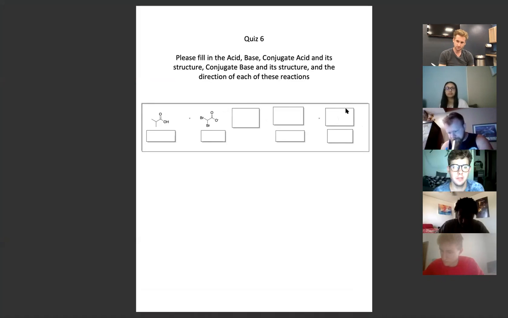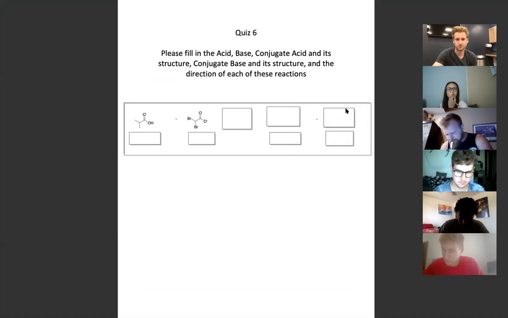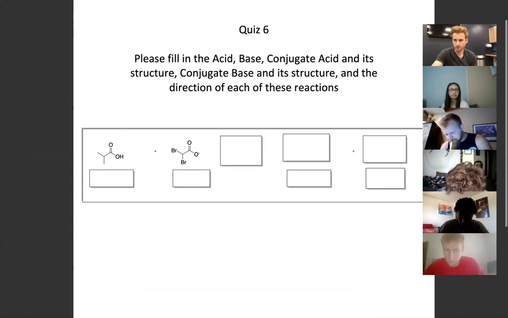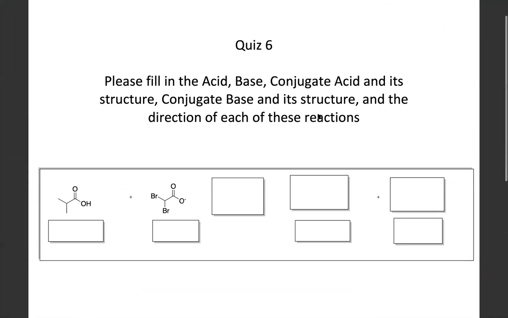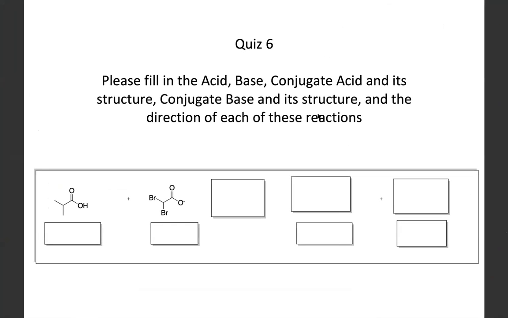Could you zoom in a little bit? Yeah. Better? Yeah, that's perfect. Thank you.